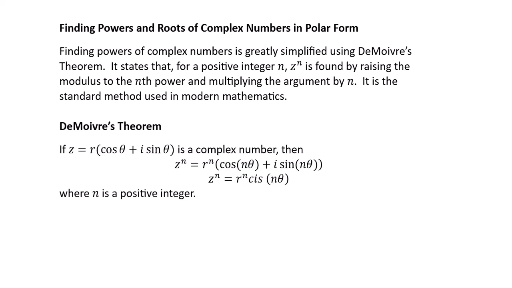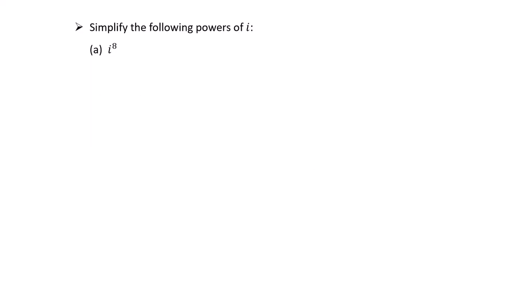Formally stated here, de Moivre's theorem: if z equals r times cosine theta plus i sine theta is a complex number, then z to the n equals r to the n times the cosine of n theta plus i sine n theta, or z to the n is equal to r to the n cis n theta, where n is a positive integer. Here we simplify the powers of i.